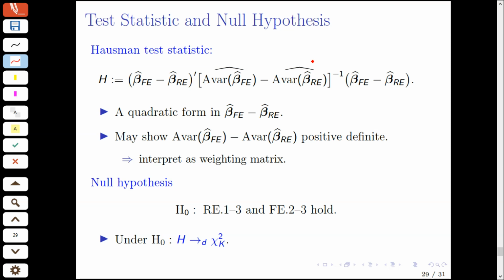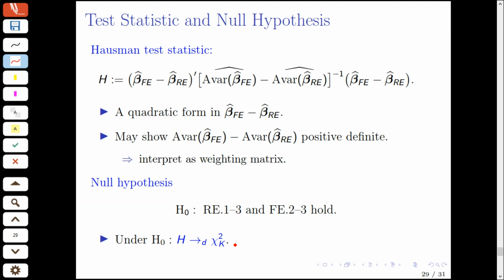Now, the null hypothesis, the hypothesis that the Hausman test is actually designed to test, is that all of the random effects assumptions and all of the fixed effects assumptions hold jointly. If that's the case, then under the null hypothesis, the Hausman test statistic converges in distribution to a chi-square random variable with k degrees of freedom. From this observation, we may use critical values from a chi-square table in order to construct a test of the null hypothesis.